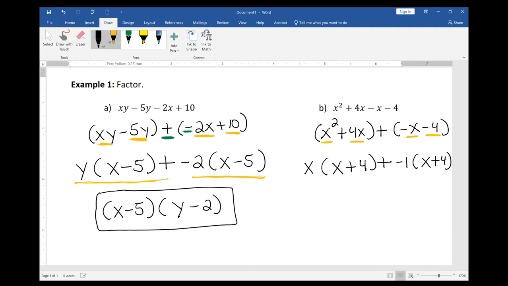Now that we have factored the greatest common factor from each group, now we will look at the problem as a whole. So we have this, and we need a greatest common factor. As we can see, what they have in common is the x plus 4. So we will factor out x plus 4, and what we would be left with in parentheses is x minus 1. So we factor x squared plus 4x minus x minus 4. We're left with x plus 4 times x minus 1 as our answer.